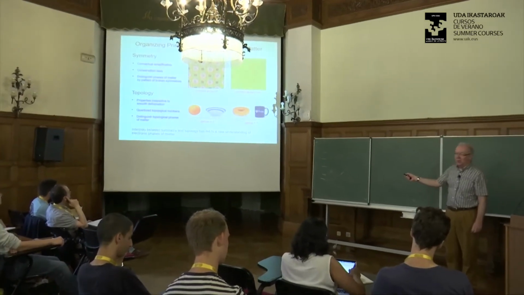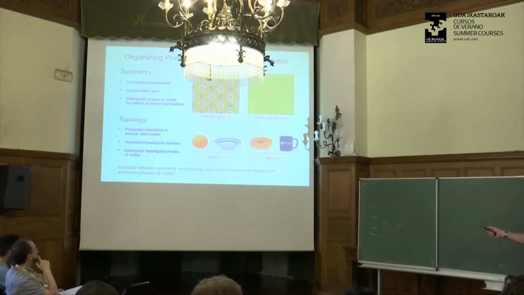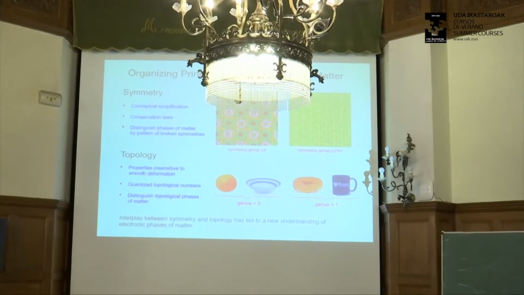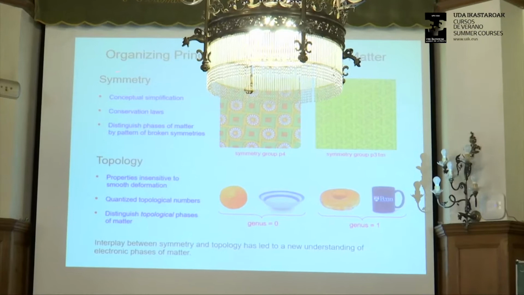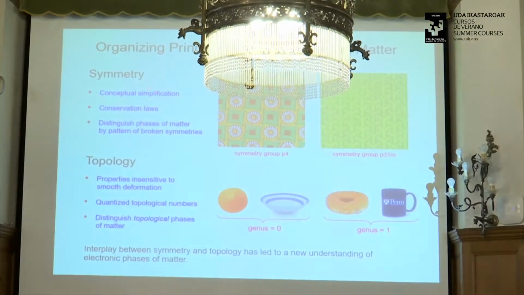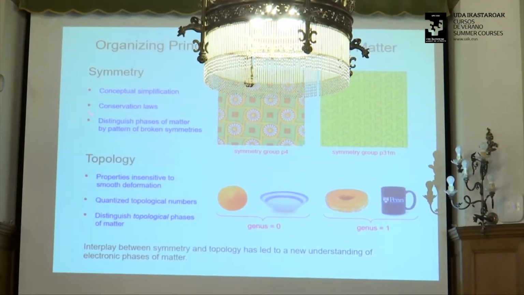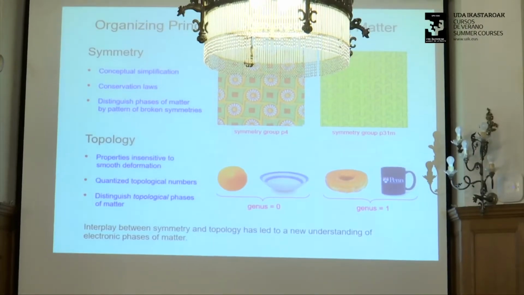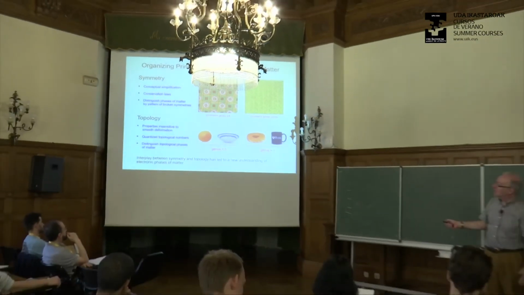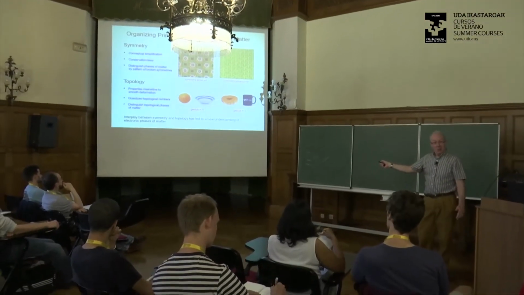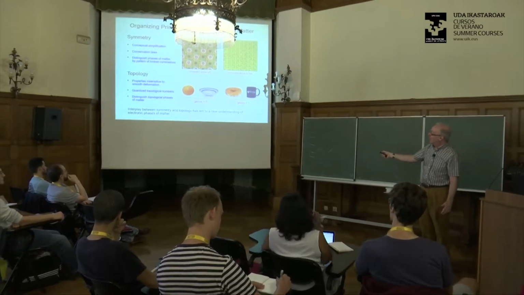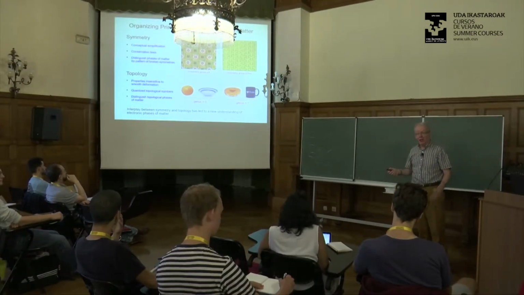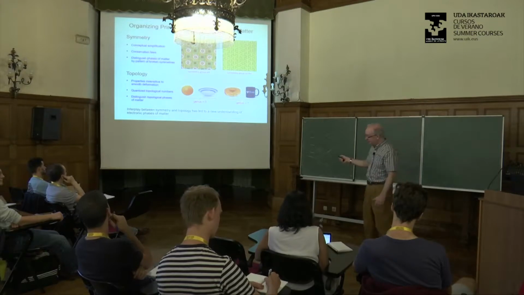what you can do to a system that keeps it the same. Okay, you can translate it, you can rotate it. There are all kinds of symmetries, and those are very powerful things to understand. They give you conceptual simplification, they give you conservation laws, and importantly for what I want to discuss, they allow you a principle for distinguishing phases of matter. Okay, so for instance, the solid phase, the crystalline phase of matter has patterns that look kind of like these. Okay, and by understanding those symmetry patterns, one can understand a lot.